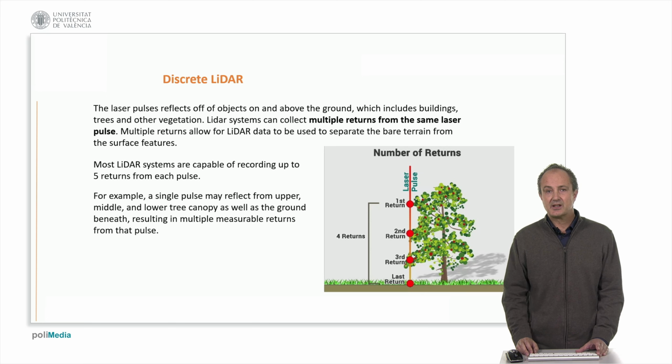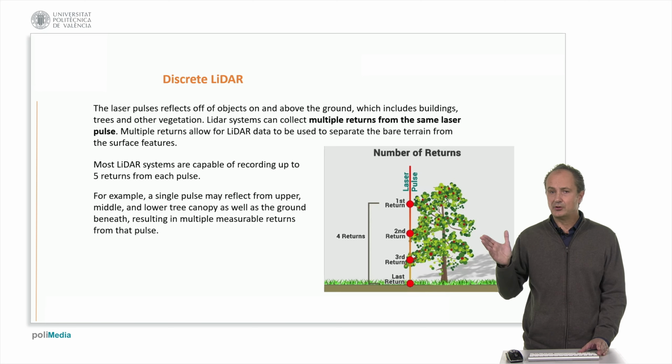Discrete Lidar systems usually collect multiple returns from the same laser pulse, coming from buildings, trees, vegetation, and terrain. In this example, we have four returns. The first return comes from the top of the canopy, the second from the middle part, the third one from the lower canopy and shrubs, and the last return comes from the ground.